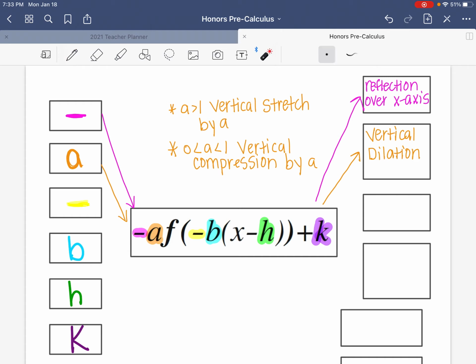So then we come to this inside. So we have another negative and another value that's being multiplied. So this is in front of the function. This is inside the function. Front of the function, inside.